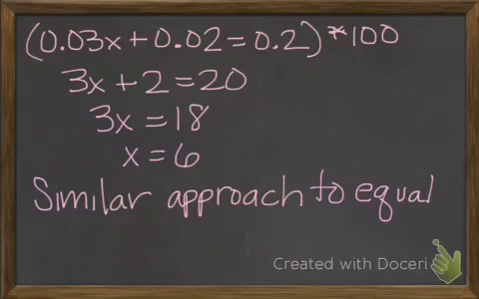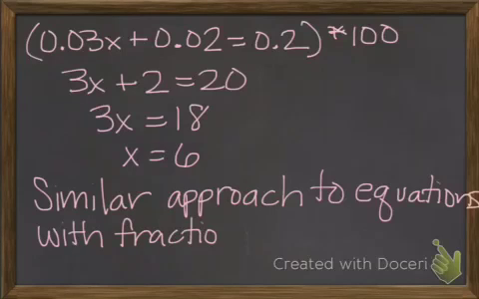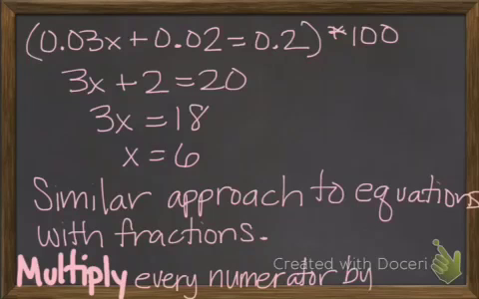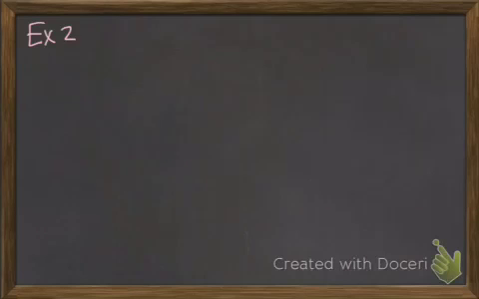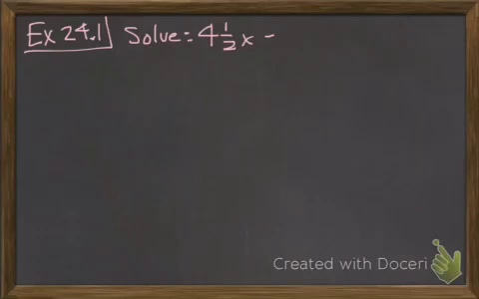So we're going to use a similar approach to equations that have fractions. When you have equations that have fractions, you're going to multiply every numerator by the least common multiple of the denominators. So we'll do some examples.